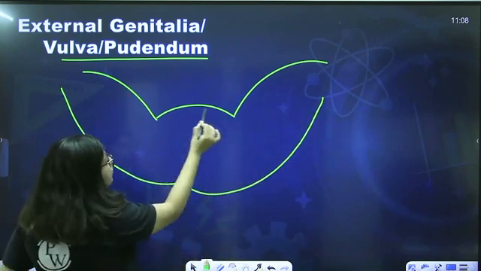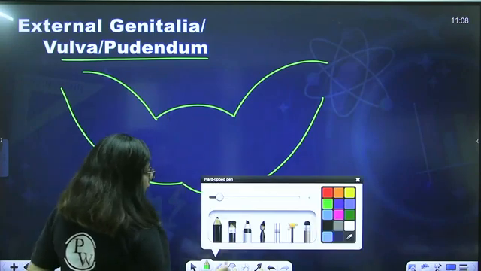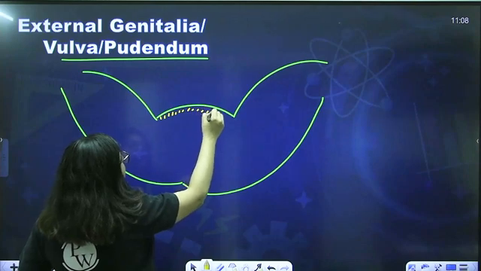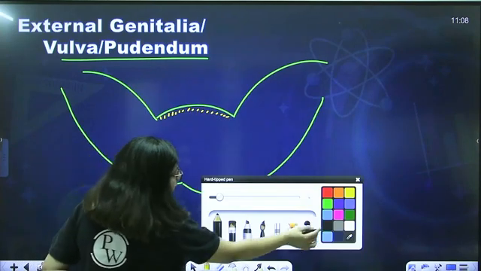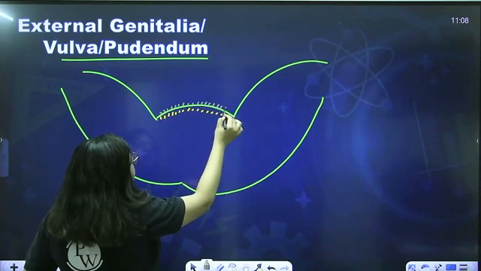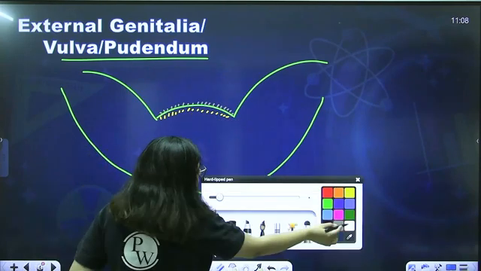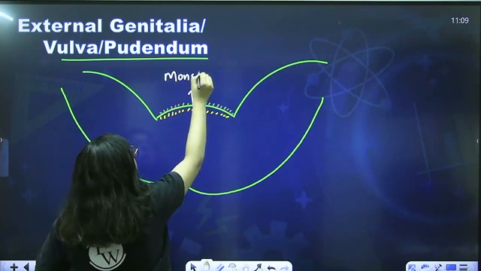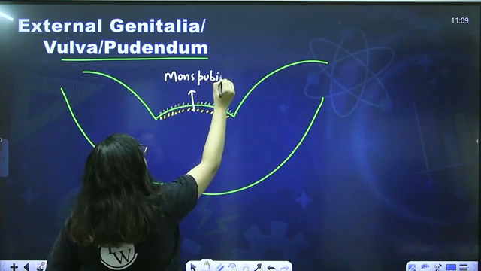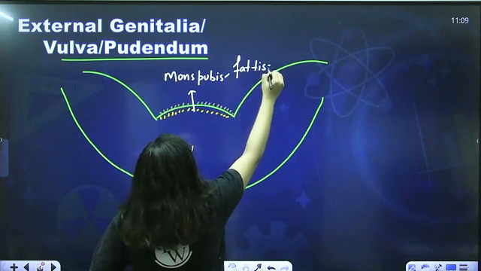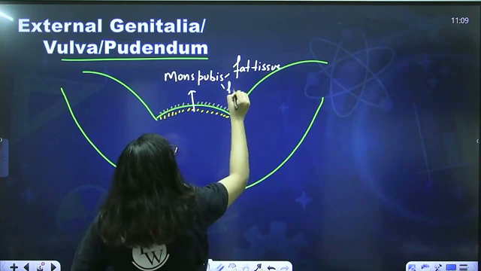The upper portion, which is a very fat-like portion, because it contains fat tissue and a lot of hair. This portion is known as mons pubis. What do you call it as? Mons pubis. So the uppermost region on the ventral side is mons pubis, and this mons pubis contains fat tissue. What does it contain? Fat tissue and hair.